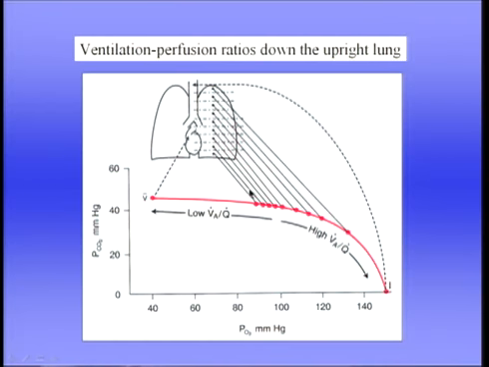And so you can easily see from this that we're going to predict differences of regional gas exchange. For example, the PO2 at the top of the lung is going to be 130 or so, and the PCO2 is going to be 30 or something like that. At the bottom of the lung, the PO2 is going to be closer to 90, say, and the PCO2 is going to be almost 45. So we can see from a diagram like this that there are going to be regional differences in gas exchange.